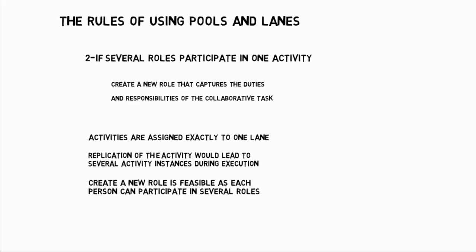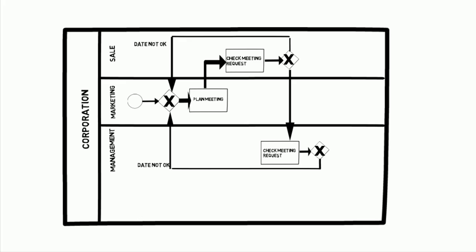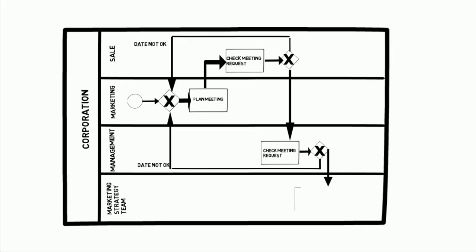For example, we have collaboration among sales, marketing, and management teams, and we want to conduct a meeting for them. Instead of creating an activity to conduct a meeting within each team, we create a new role, marketing strategy team, to handle this activity.